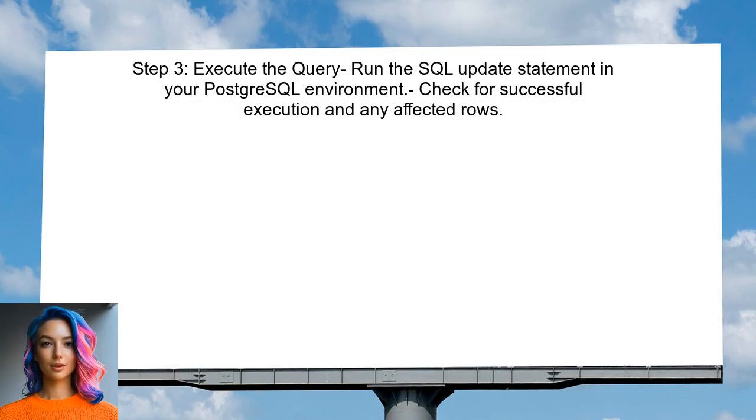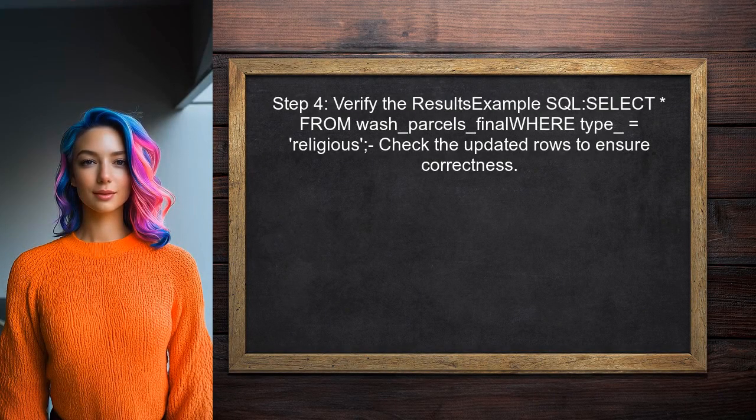After writing the update statement, the user should execute the query. This will apply the changes to the type column only for those rows where the geometries intersect. Finally, the user should verify the results of the update. This can be done by running a select query to check the updated values in the type column.